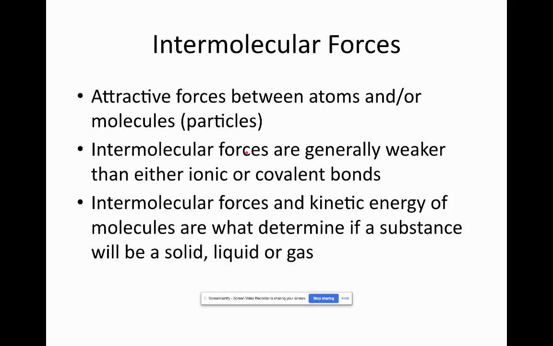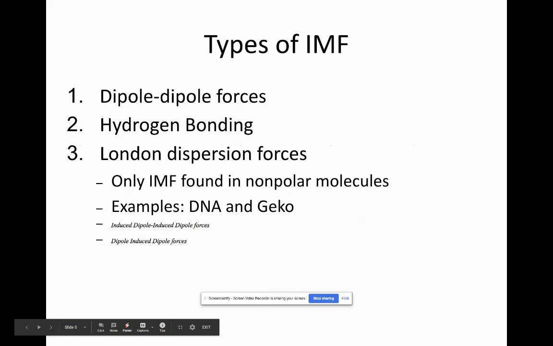Intermolecular forces are generally weaker, so we consider these forces, they are not extremely strong forces, and they are definitely weaker than when you consider the intramolecular force, that is ionic or covalent. These forces actually hold particles together versus holding different particles together. So for example, covalent bonds hold the water molecule together, whereas intermolecular forces hold different water molecules together. Intermolecular forces and kinetic energy are what determine whether or not a substance is going to be in a solid, liquid, or gaseous state. So there are three general types of intermolecular forces: dipole-dipole, hydrogen bonding, and London dispersion forces.